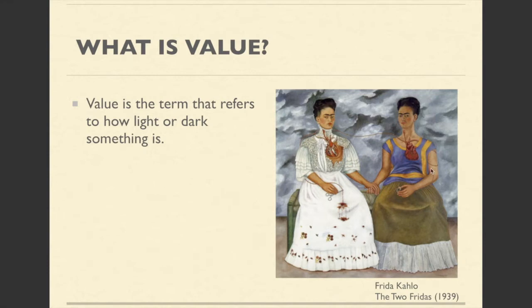Colors also have values. So if we're looking at Frida's dress right here, in this section, it's darker than the ground right here. Her heart, the red of her heart, is darker than the dull blue right here.